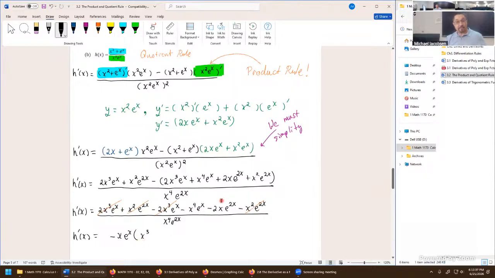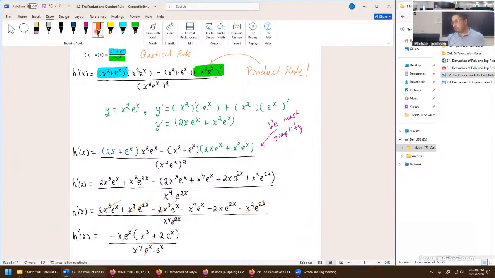And factor out a negative x e to the x. I'll flip it to positive 2. X cancels. And when you divide e to the power of 2x by e to the x, you just get e to the x. And all down below is x to the power 4, e to the power 2x. But as we did before, we can rewrite e to the power of 2x as e to the x times e to the x using properties of exponents.